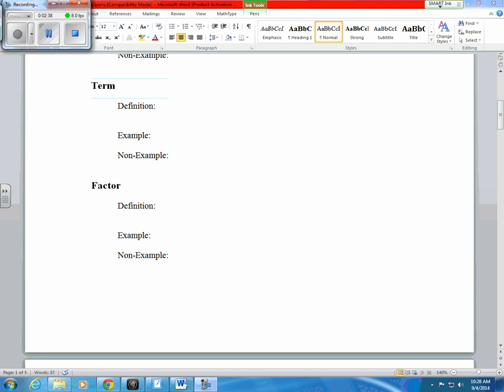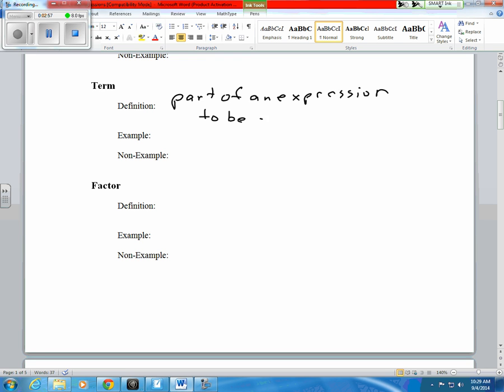Continuing on down, a term is a part of an expression. And these parts are broken up by addition and subtraction. So these are parts of an expression to be added or subtracted. Again, like I said earlier, these terms are split up by these plus and minus signs.